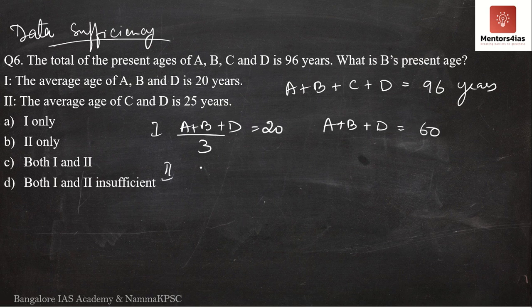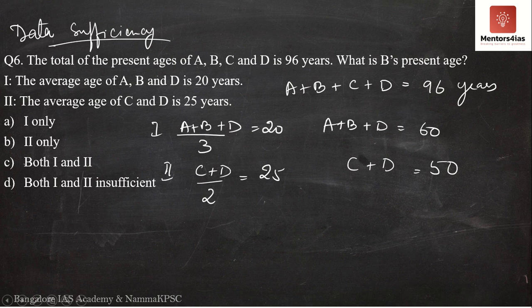From the second statement, what do we have? We have C plus D divided by 2 is equal to 25 years. It says the average age of C and D is 25 years. Therefore, C plus D divided by 2 is 25. Or I can say C plus D is equal to 50.